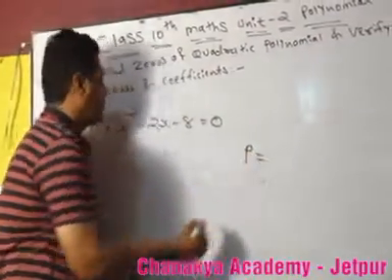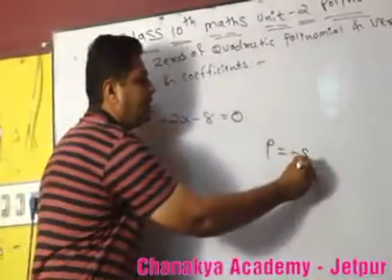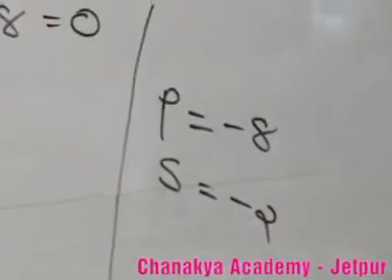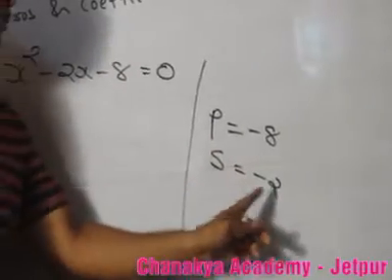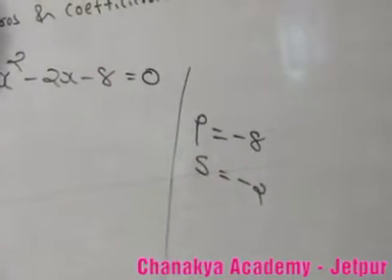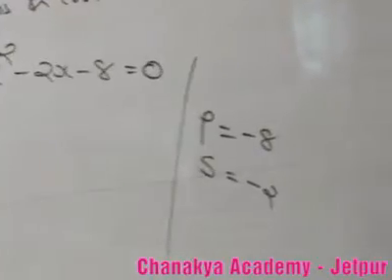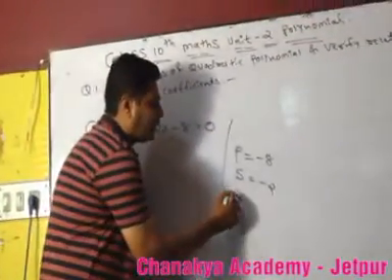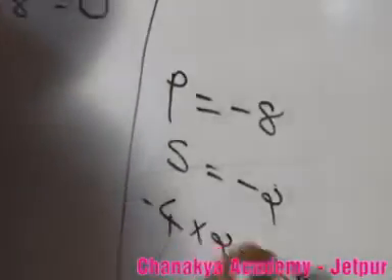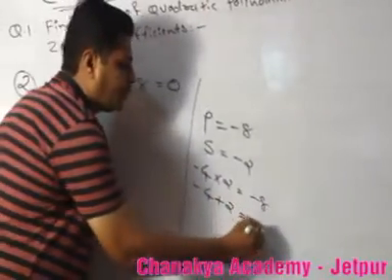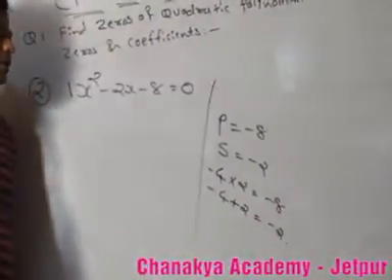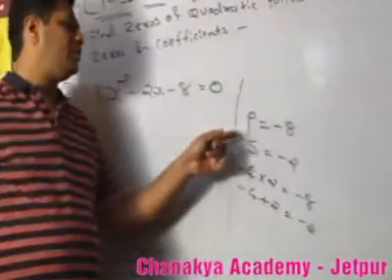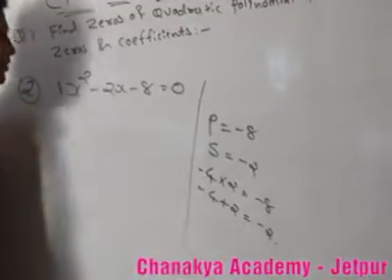Product is 1 into minus 8, sum is minus 2. Students, we have to find two numbers which satisfy product equal to minus 8 and sum equal to minus 2. Minus 4 into 2 equal to minus 8, minus 4 plus 2 equal to minus 2. Now we have got two numbers, minus 4 and 2. To fulfill our conditions, product and sum, we are using the sum and product method.